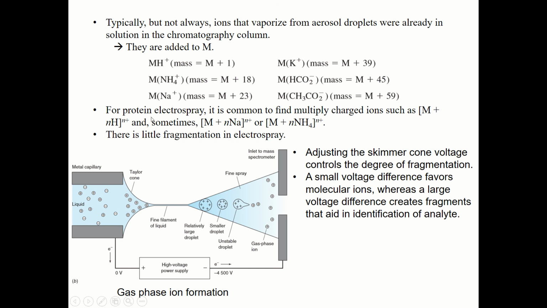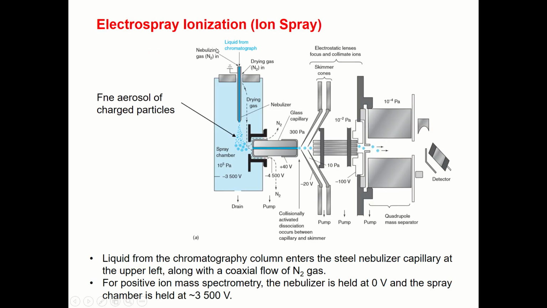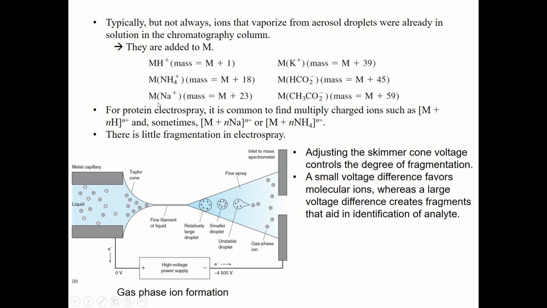For protein electrospray, it is common to find multiply charged ions, such as the molecule plus n protons, so the total charge is n plus. That is the usual case, or sometimes it may be sodium ions, or sometimes n ammonium ions. But in this technique, electrospray ionization, usually there is little fragmentation.